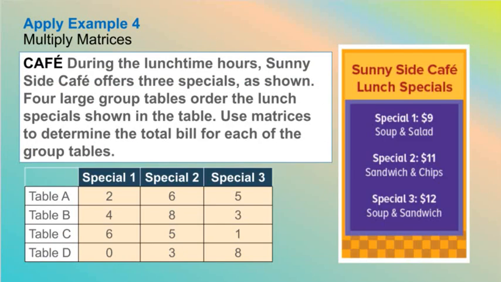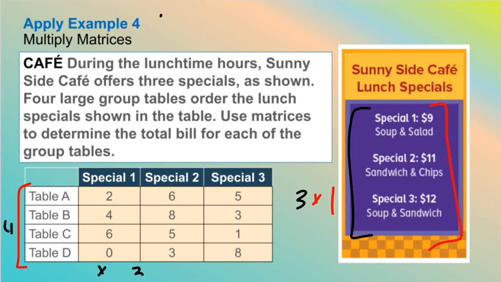Moving on. During the lunchtime hours, Sunnyside Cafe offers 3 specials as shown. 4 large group tables order the lunch special shown in the table. Use matrices to determine the total bill for the group tables. So this one is a 3 by 1, and this is a 4 by 3. So we have a 4 by 3 times a 3 by 1. So our answer is going to be a 4 by 1.